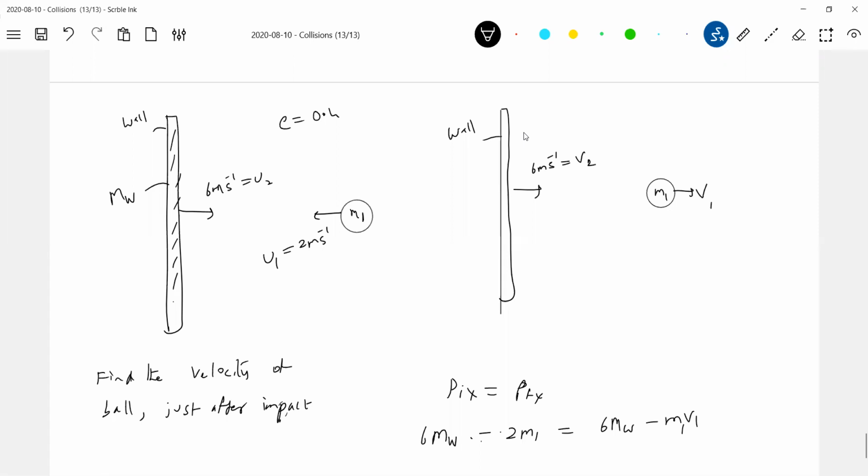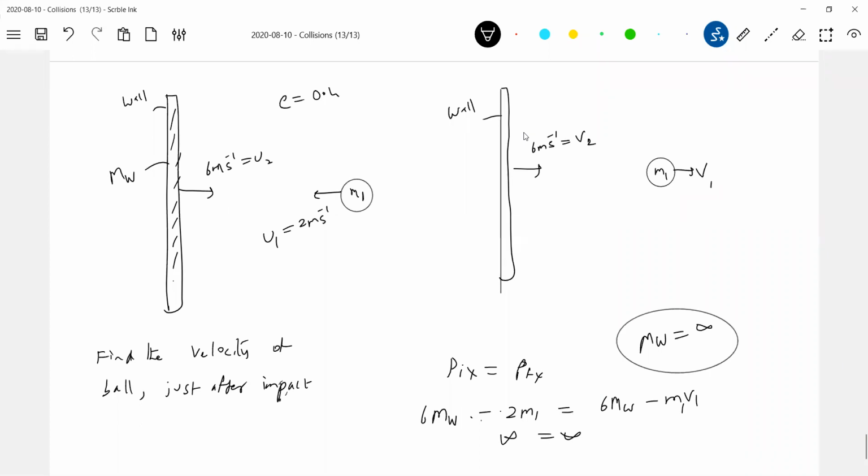What is mw? It is the mass of the wall, which will be infinity. So finally this infinity equals infinity, and we can't solve it. Don't cancel out. Mathematically, many students will cancel out. If you cancel, then what do you get? v1 equals 2. But the answer is not 2. So this is undefined. Yes, momentum is conserved, but mathematically don't try to express it.